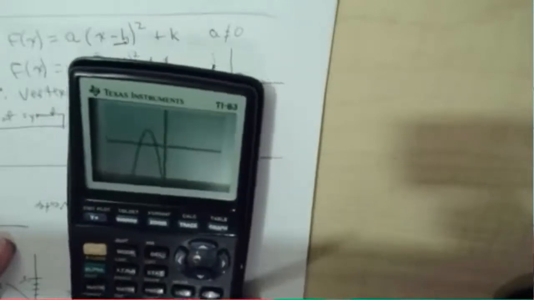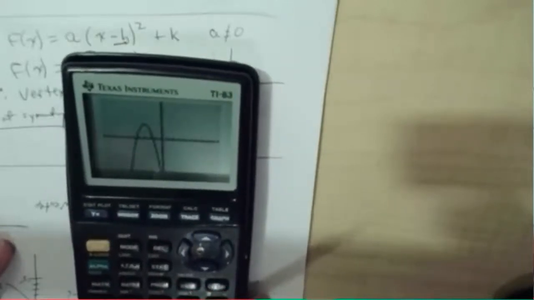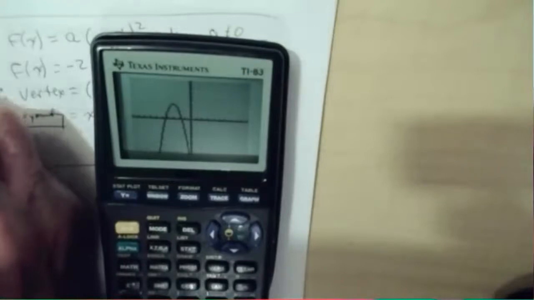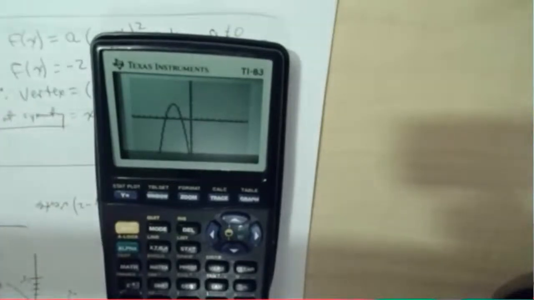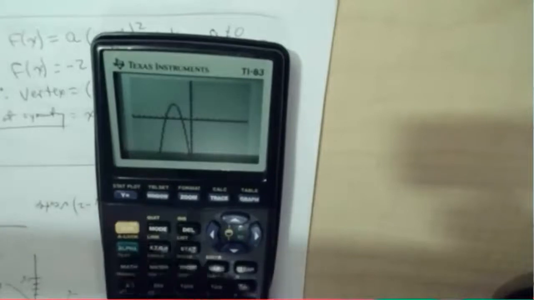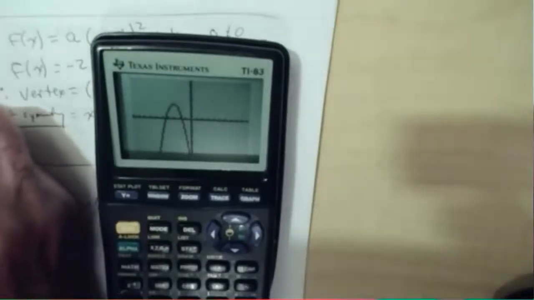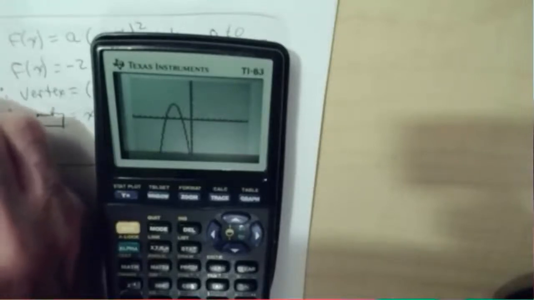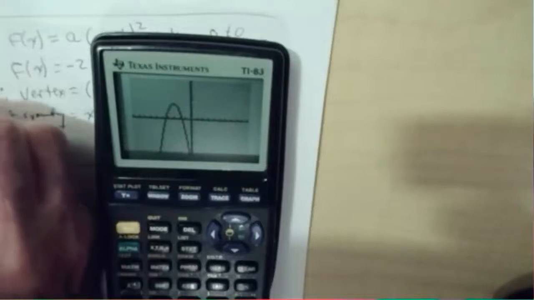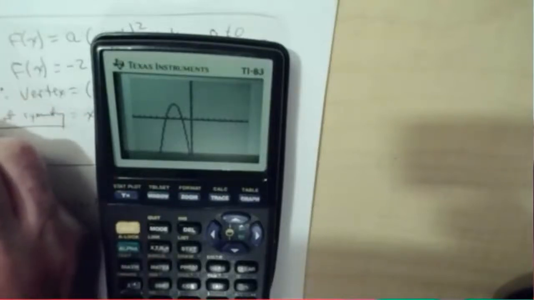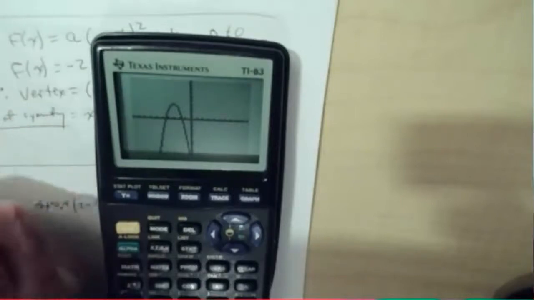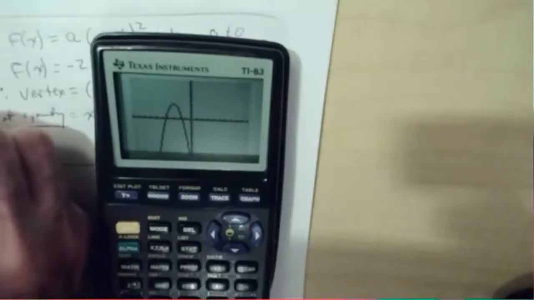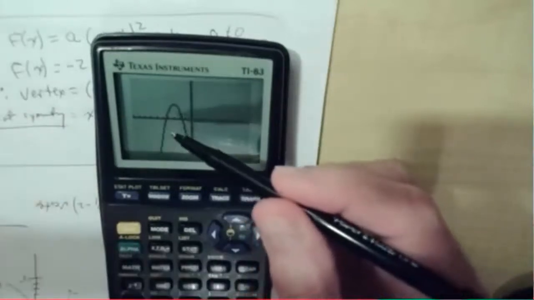Okay, now you see this one opens downward. If you have the function, I sent you a sheet on this, and I'm going to go over this again in just a minute. If f of x equals x squared plus bx plus c, this is positive. If this is positive, it opens upward. If f of x equals negative x squared and so on, it opens downward.